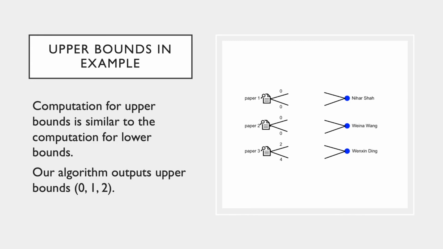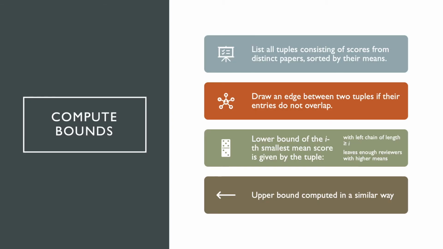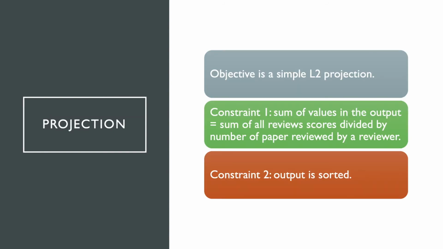The computation for upper bounds is very similar to the computation for lower bounds. Our algorithm will also output upper bounds 0, 1, 2, which will give us an exact answer of 0, 1, 2 for this scenario. That also matches our third axiomatic property. Then we will do a projection, which is a simple L2 projection with 2 constraints. The first constraint is constraining the sum of the output, and the second constraint is constraining the output to be sorted.